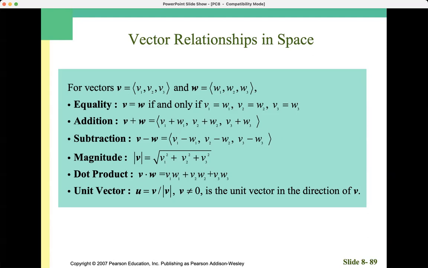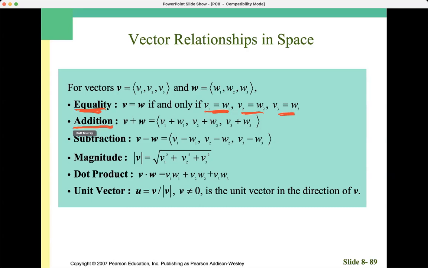Basically, the first one here says equality. Two vectors are equal if their components are equal. It's kind of common sense, right? X is the horizontal component, y is the vertical component, and z is the other component. In order for two vectors to be equal, their components must be the same. All right, not a big deal.